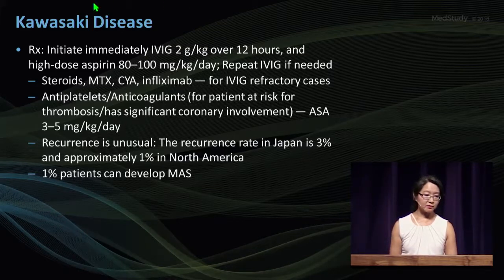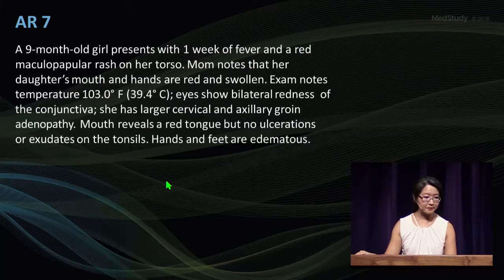In the United States and North America, it's 1%. Now, one thing you have to know about Kawasaki's disease is that about 1% of patients can also develop macrophage activation syndrome, just like patients with SOJIA, systemic onset JIA. So be on the lookout for that.